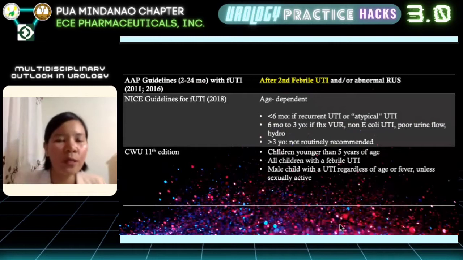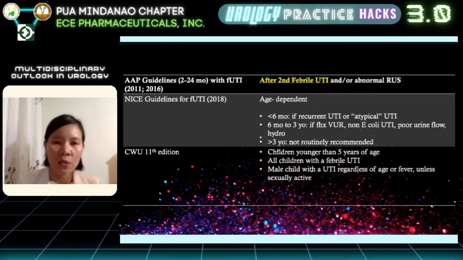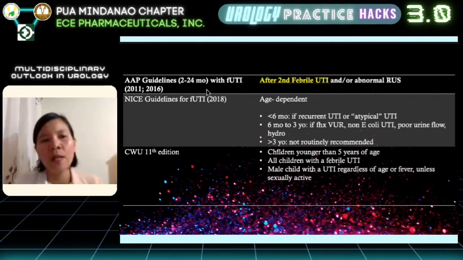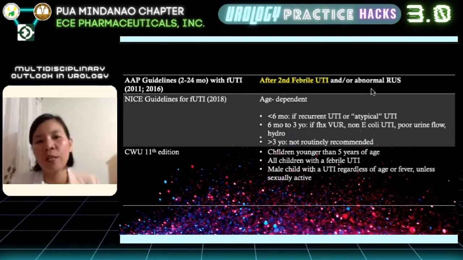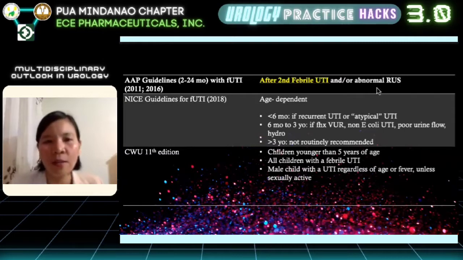So when do we perform VCUG? We know that VCUG is the diagnostic test of choice for vesicoureteral reflux. According to the AAP guidelines, for 2 to 24 months with febrile UTI, they recommend doing voiding cystourethrogram after the second febrile UTI, and/or if there is an abnormal finding in the renal bladder ultrasound.